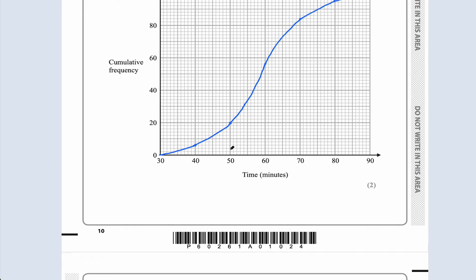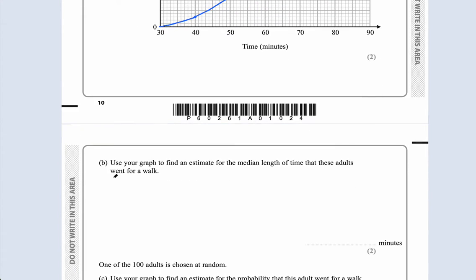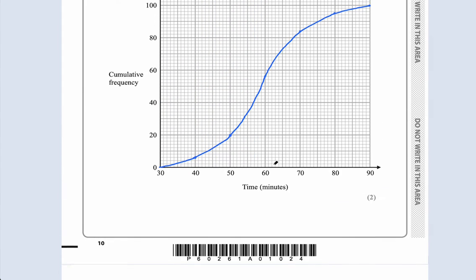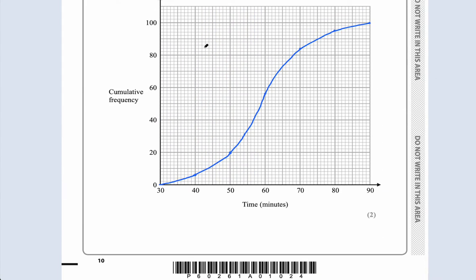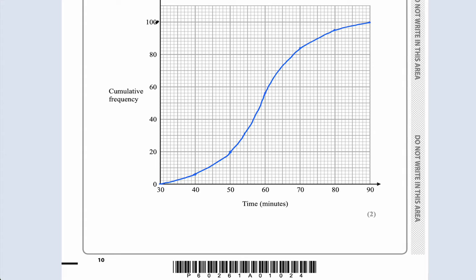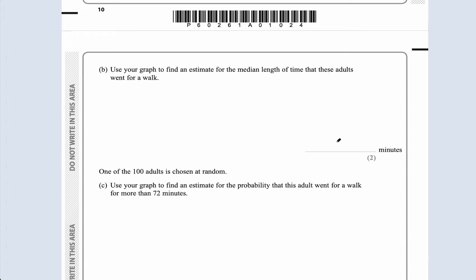Now the reason you have to draw it accurately is because this question says use your graph to find an estimate for the median length of time. So for the median, if there's 100 people, I need to go to the 50th person, draw a line across, draw a line down, and I get, these are going in ones, guys, so this is actually 59. So the median length of time is 59.